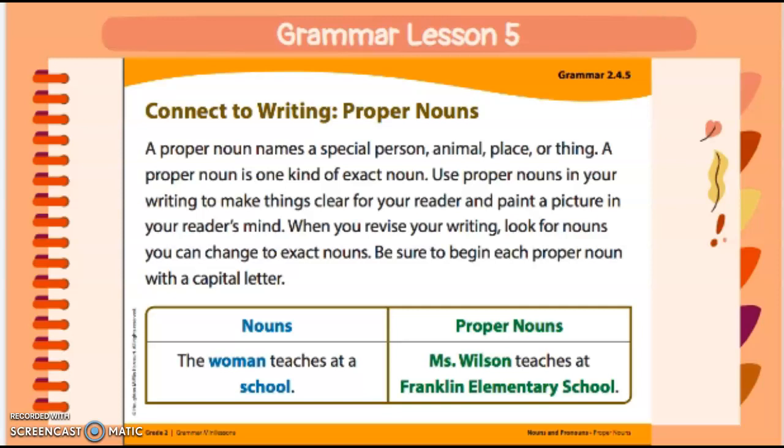The first sentence uses common nouns. The woman teaches at a school. Let's see how we can change this sentence to make it more exact by using proper nouns. Miss Wilson teaches at Franklin Elementary School. By using proper nouns, we're able to give more information and paint a picture in our reader's mind to make it more clear.